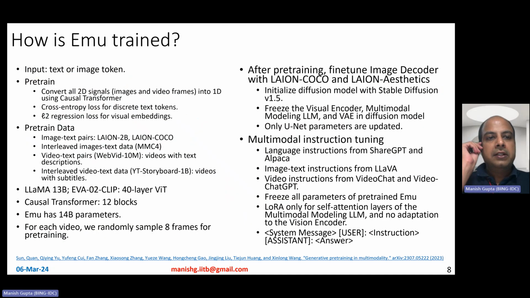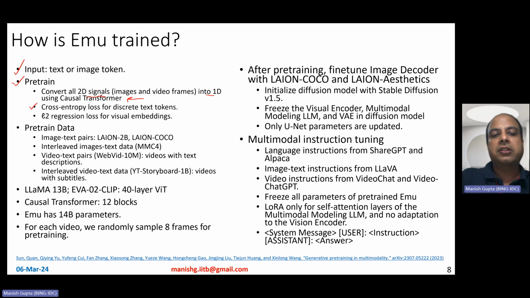Okay. So now that we have understood the architecture, how is EMU trained? So EMU is trained, the input can be text or image token, as we discussed on the previous slide. So it is pre-trained by doing the following things. You convert all 2D signals to 1D signals. So basically, if it is text, of course, you retain the text as it is, but images or video frames are converted into one dimension using causal transformer.